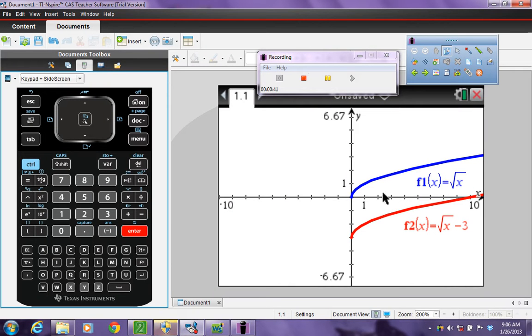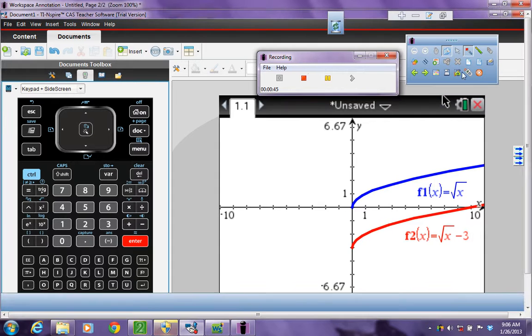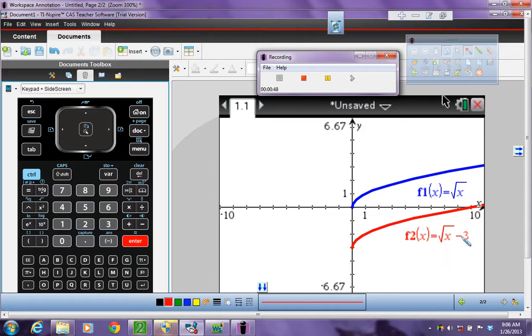And here I graphed the parent function in blue, and then I graphed the transform function, the square root of x minus 3, in red. And if you notice, it just went down 3 units. Okay, in other words, this is our k. Our k goes up or it goes down. Same thing as the quadratics, right? Because it's outside of the square root of x. So since it's negative 3, it went down.